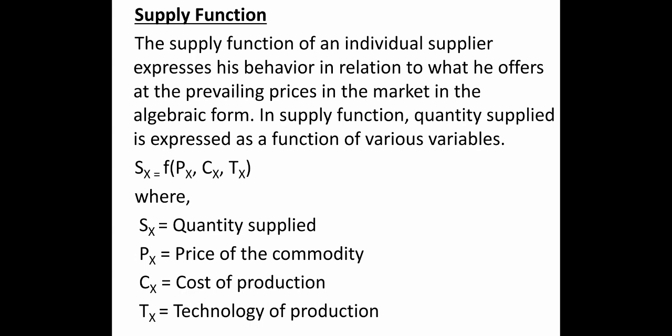As we know, the greater the price of a commodity, the more quantity of the good the producer will supply. The greater the cost of production, the lesser will be the quantity supplied by the producer. And for technology of production, the more sophisticated the production technique or product demands, the lesser will be its supply.